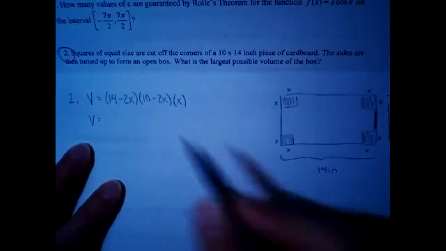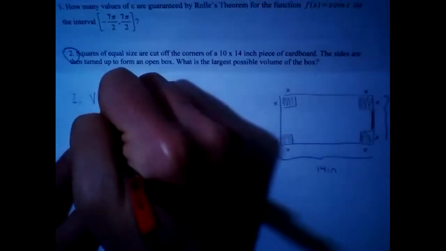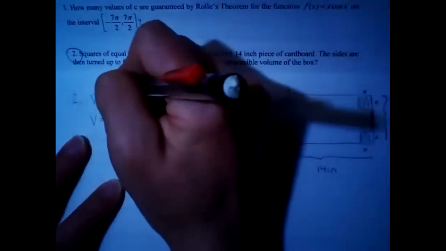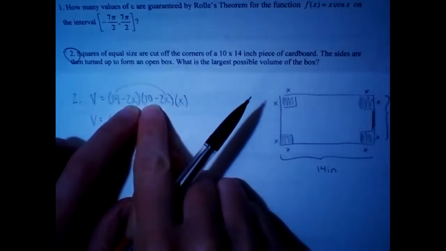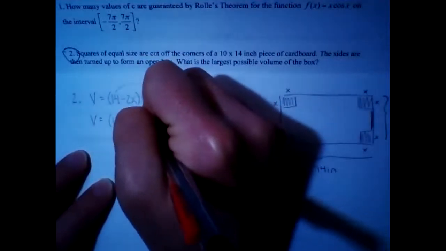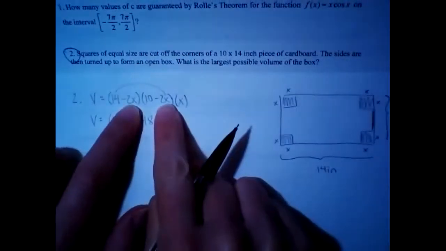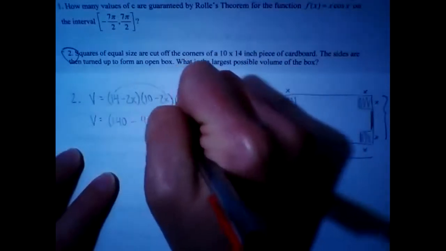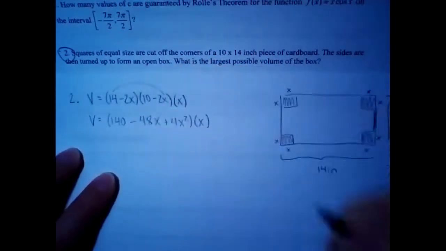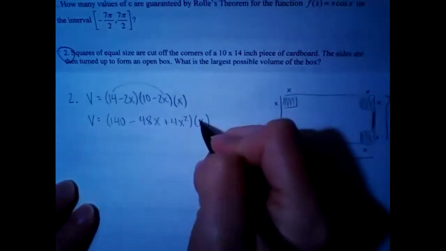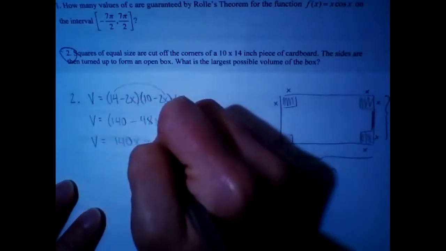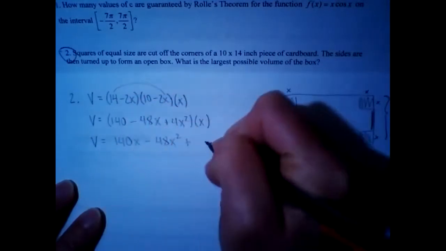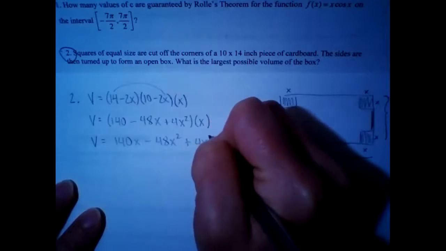All right, so 14 times 10 would be 140. The outsides are going to give us minus 28x, and then the insides would give us minus 20x. So that'll be minus 48x. And then this will be plus 4x squared. All right, and then I'm going to distribute the x through there. Again, just a whole big lot of algebra. 140x minus 48x squared plus 4x cubed.